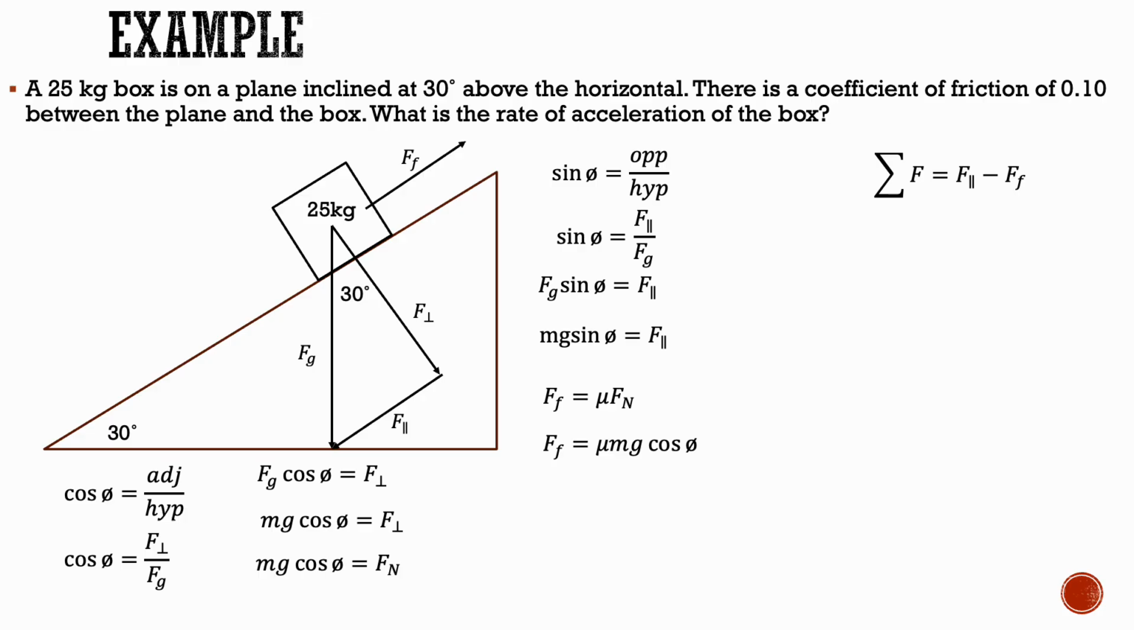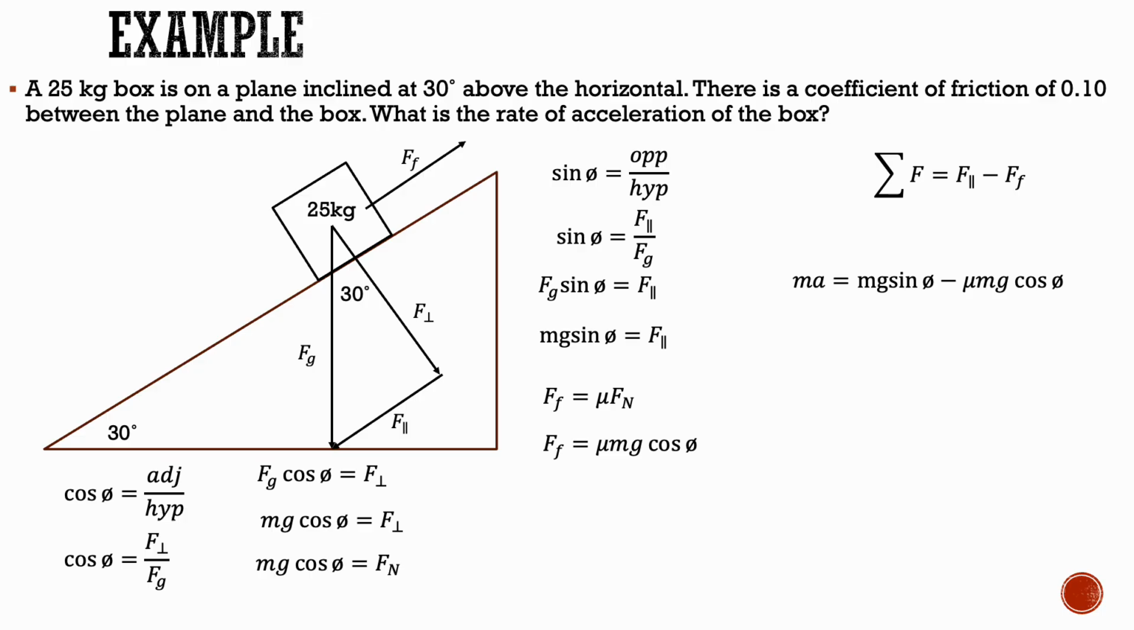So now that we have an equation for our force of friction and an equation for our force parallel, we will substitute those into our sum of forces equation, while also substituting in mass times acceleration for our sum of forces. That gives us mass times acceleration equals mass times gravity times sine of our angle minus our coefficient of friction times mass times gravity times cos of our angle.